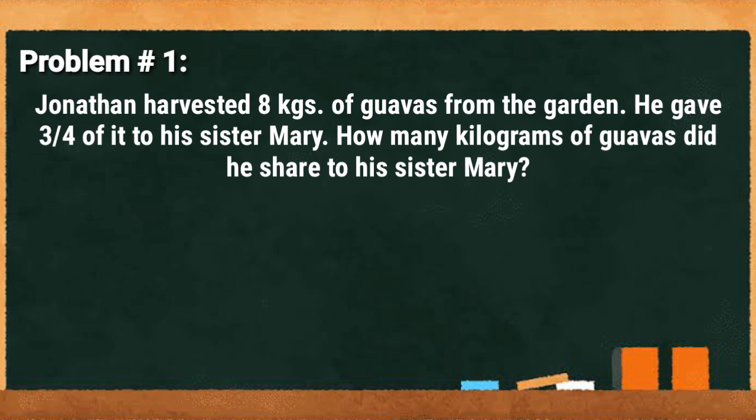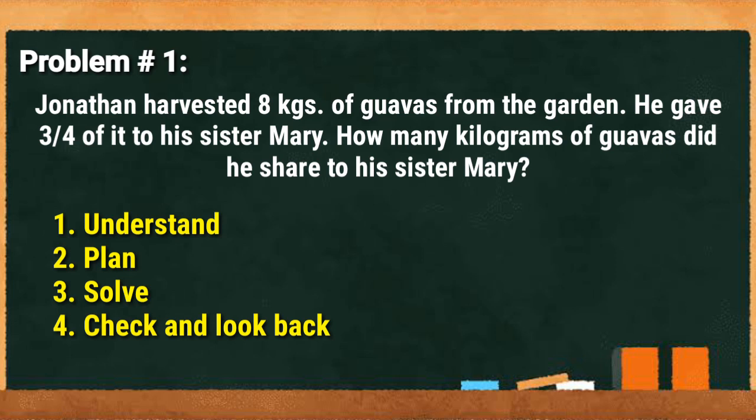Jonathan harvested 8 kilograms of guavas from the garden. He gave 3/4 of it to his sister Mary. How many kilograms of guavas did he share to his sister Mary? This problem is a routine type of problem. You can follow the following steps.